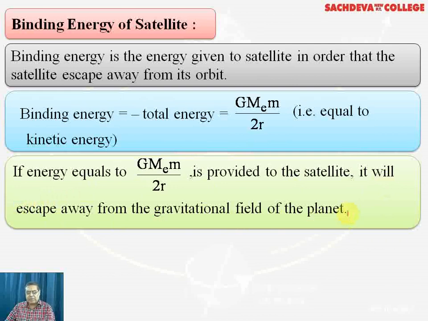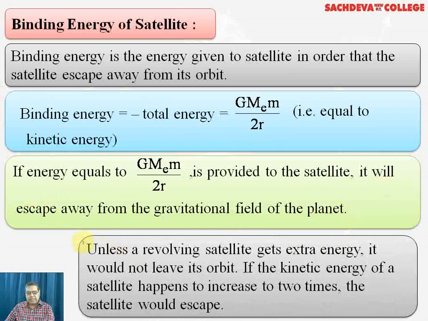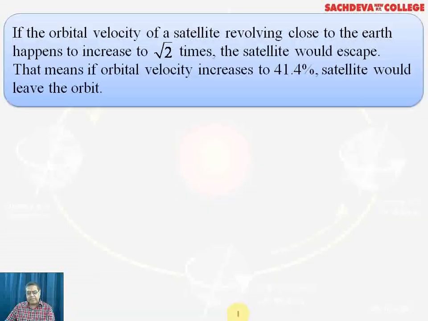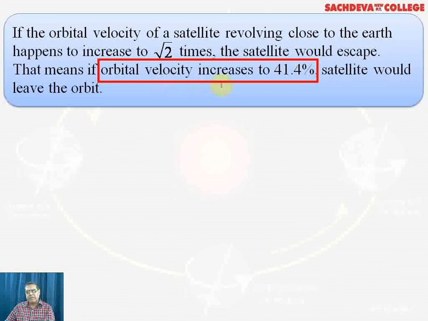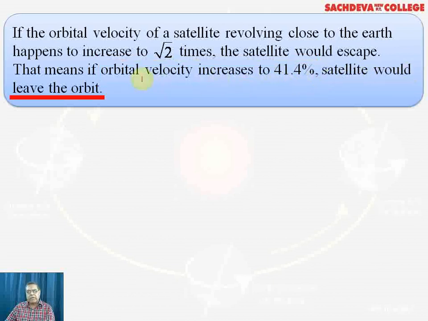So in that case, that will become the escape velocity. Unless a revolving satellite gets extra energy, it would not leave its orbit. If the kinetic energy of satellite happens to increase two times, the satellite would escape. If the orbital velocity of satellite revolving close to Earth happens to increase to root 2 times, the satellite would escape. That means if orbital velocity increases by 41.4%, the satellite would leave the orbit.